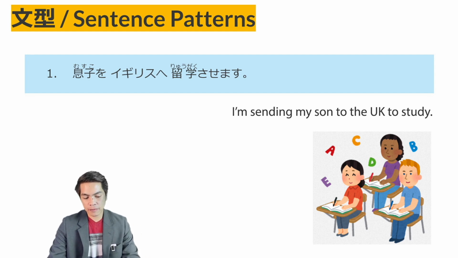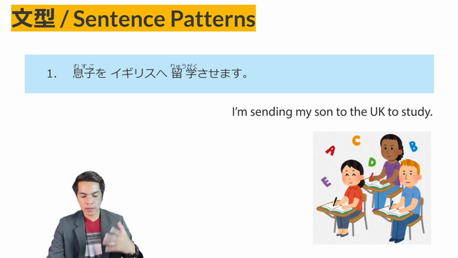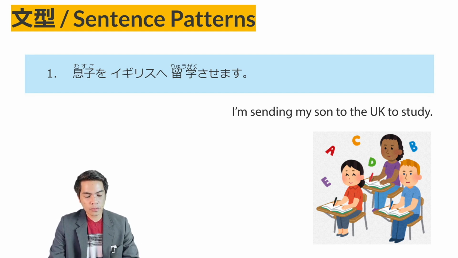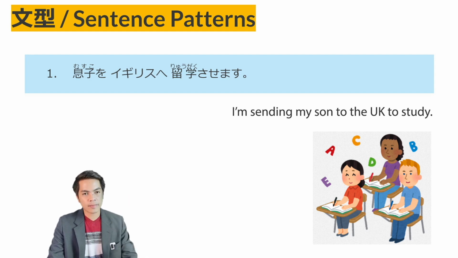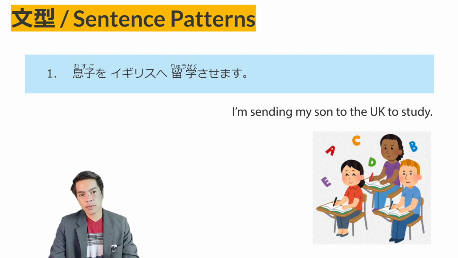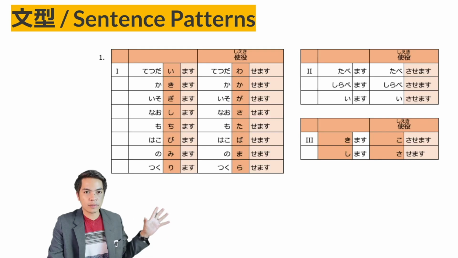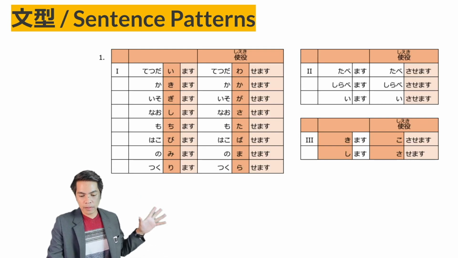And now, the verb is conjugated to the causative form. So, what is the causative form of verbs? The causative form of verbs is letting someone do something, or making a person do something. You can use intransitive verbs or transitive verbs. So, how to conjugate verbs into causative forms? This is how to conjugate verbs to their causative form.